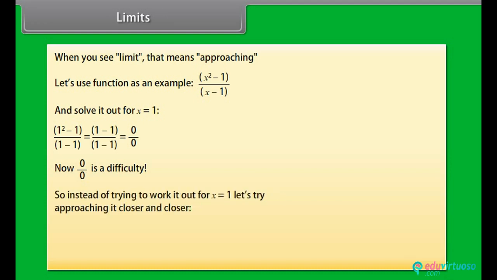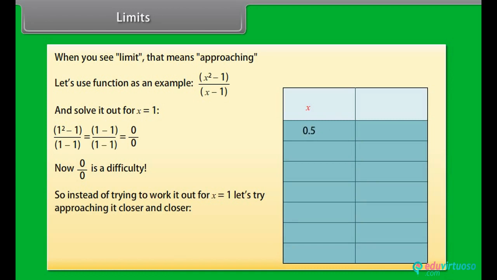So, instead of trying to work it out for x is equal to 1, let's try approaching it closer and closer. For x is equal to 0.5, the value of the function is 1.50000. For x is equal to 0.9, the value of the function is 1.90000. For x is equal to 0.99, the value of the function is 1.99000. For x is equal to 0.999, the value of the function is 1.99900.